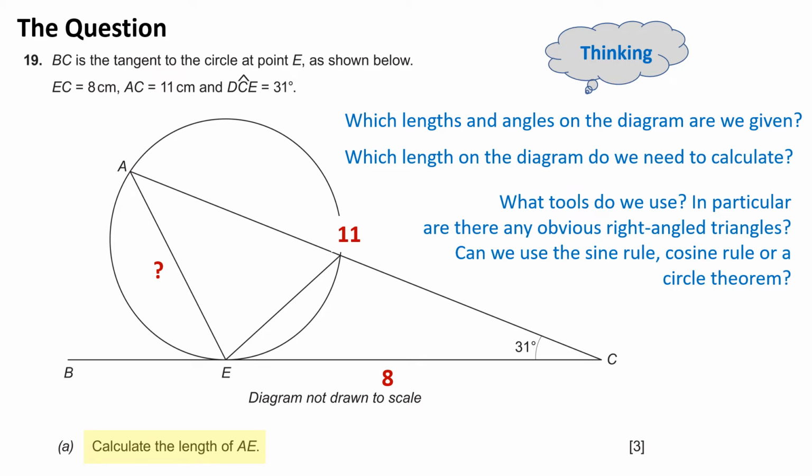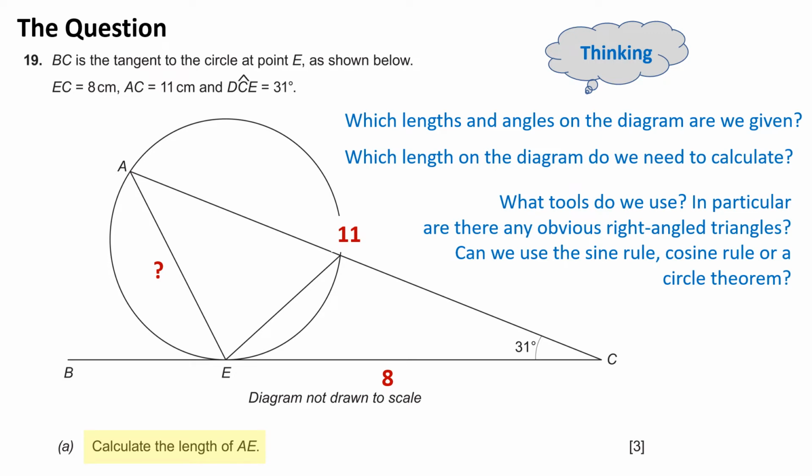Now, a good question to ask in these geometrical problems is, are there any obvious right angles? If there are, we can use Pythagoras and SOHCAHTOA. If there aren't, we can't. Now, there aren't any obvious right angles, so we're not going to use that. And we're going to have to use the sine rule, cosine rule, or a circle theorem.